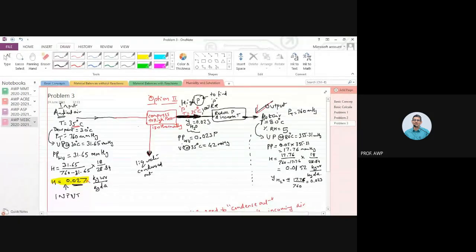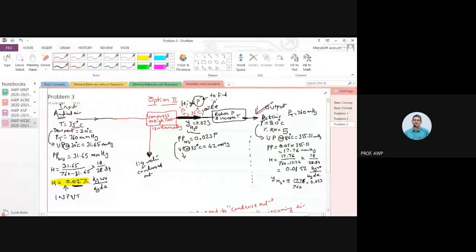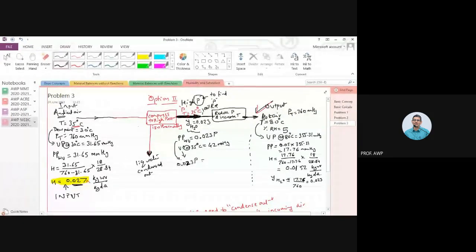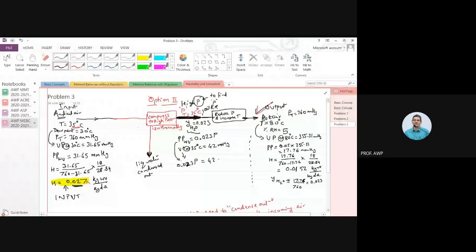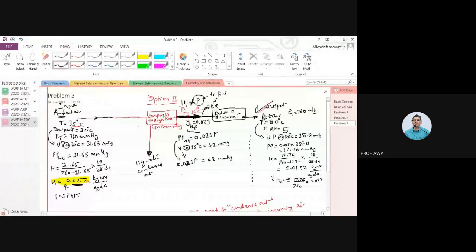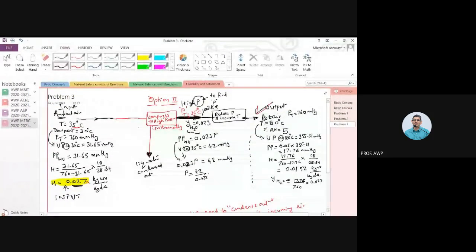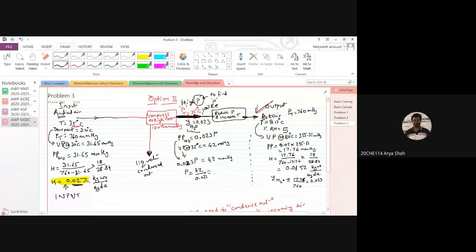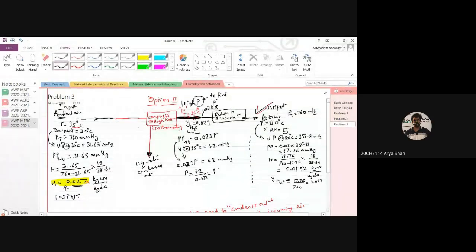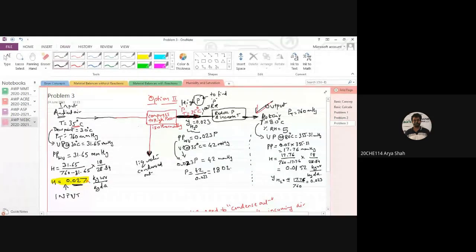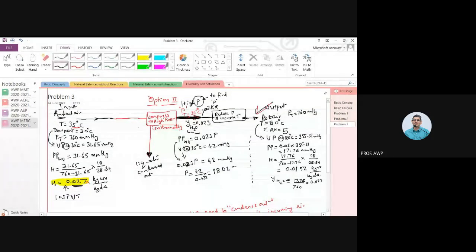Right. So now this air, because it is having 100% saturation, 0.023 into total pressure, that is our partial pressure. This must be equal to 42 mmHg, which is our vapor pressure. Therefore, P would be 42 divided by 0.023. How much is that? 1802 mmHg.